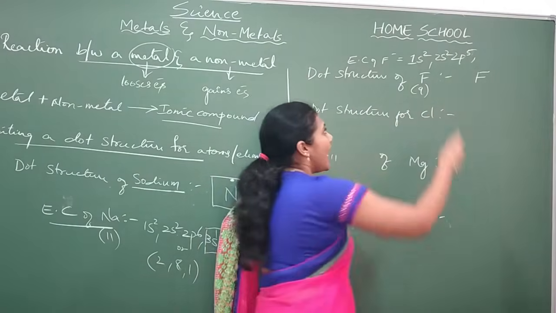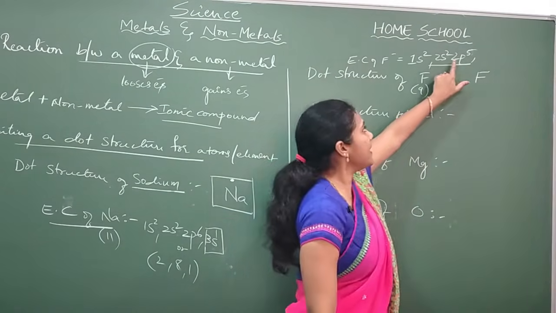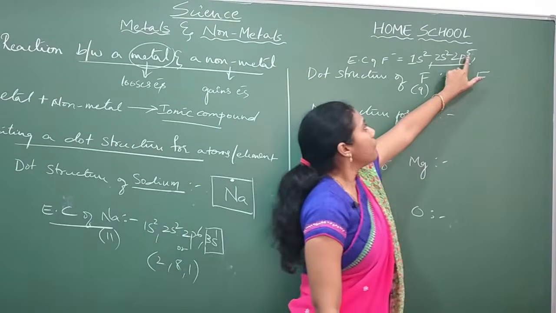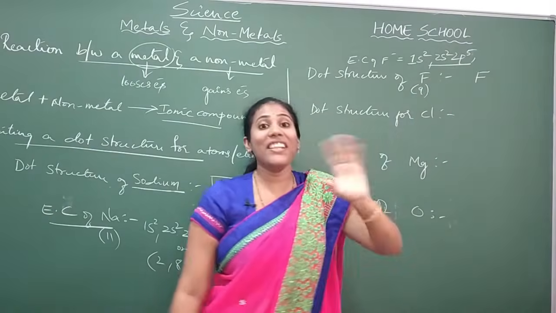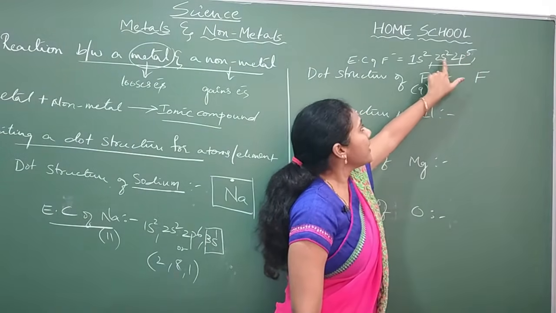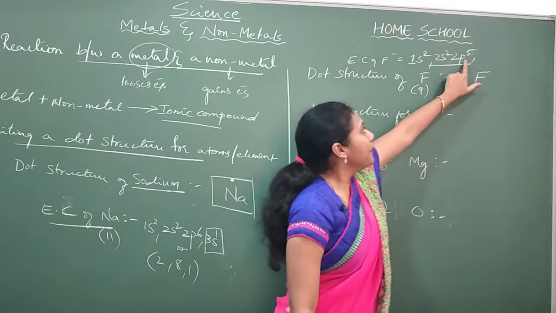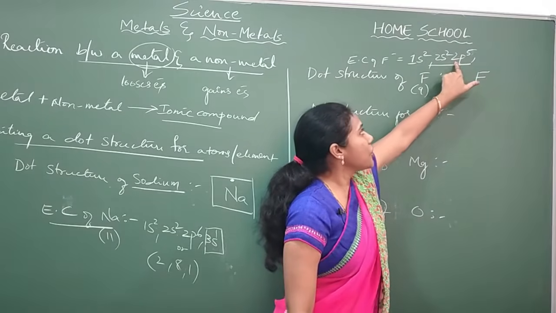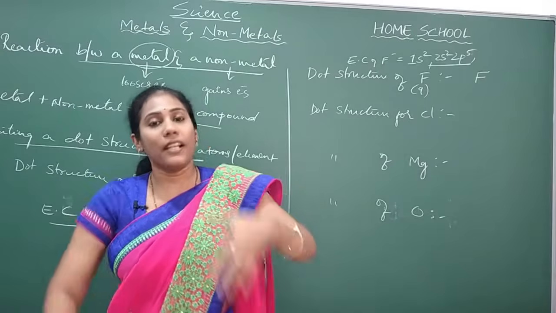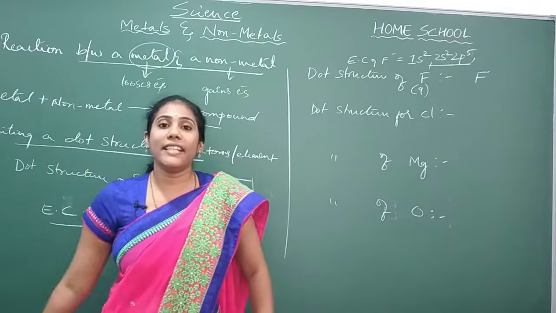So the last shell is this, 2s2, 2p5. The last shell is the second shell. So in the second shell, how many electrons are there? 5 plus 2, 7 electrons are there. You should not only count 5. The s subshell is also present in the second shell only, and the p subshell is also present in the second shell only. Whatever the number of subshells, in the main shell you have to count all the electrons.